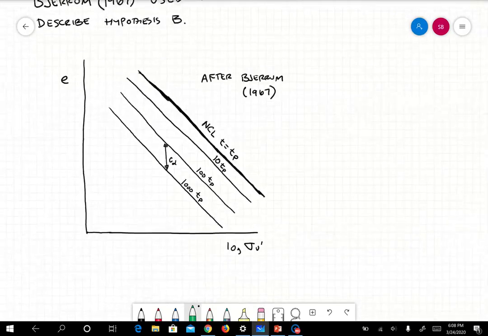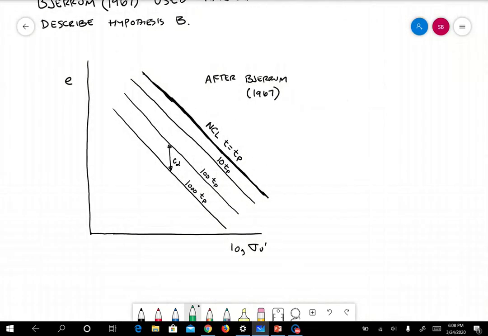Sorry, I'm trying to scroll here. There, we got it. So 10 times t_p, you have a line that's lower. 100 times t_p, it's lower yet. 1,000 times t_p, and it's lower still.